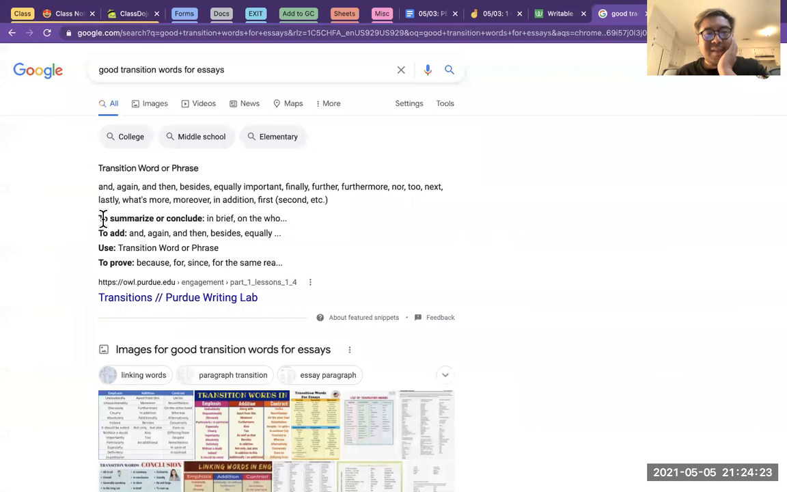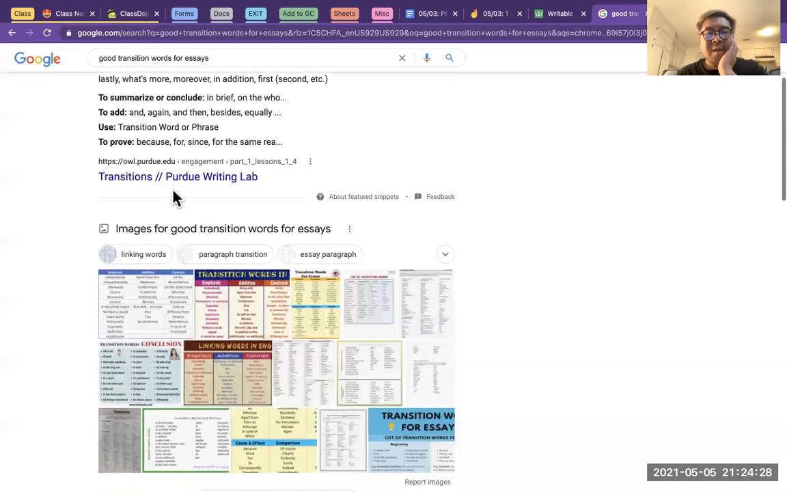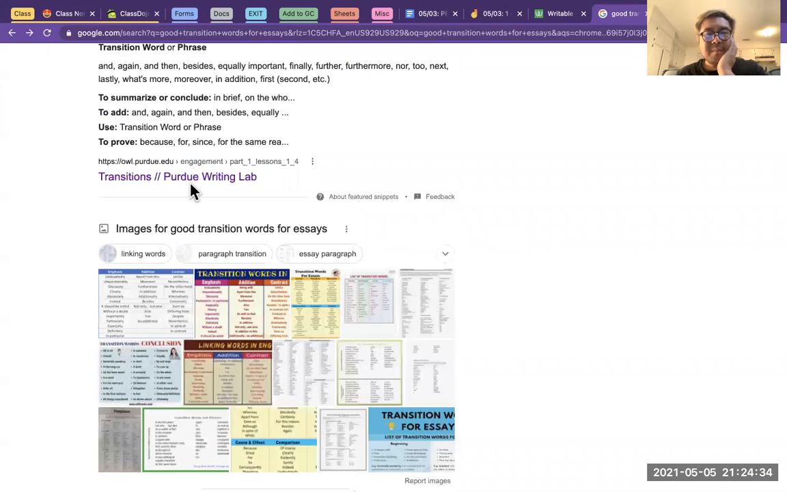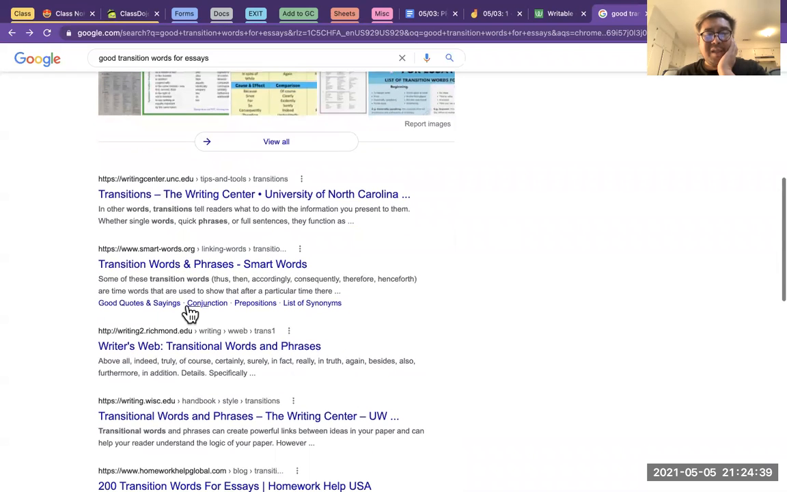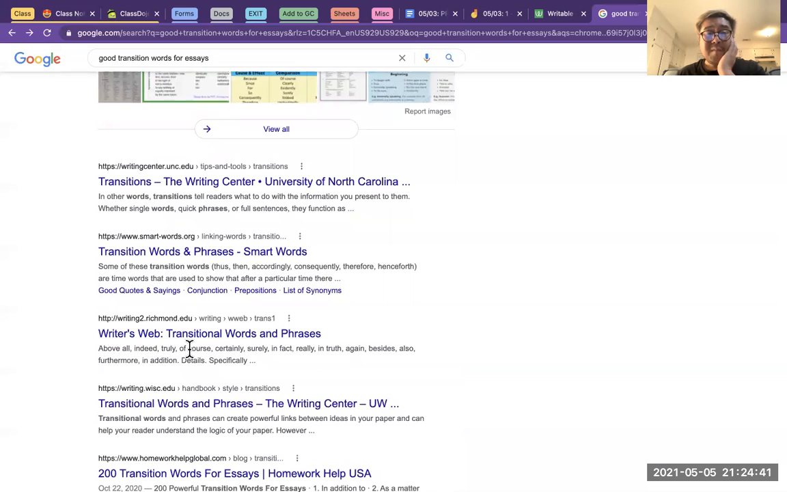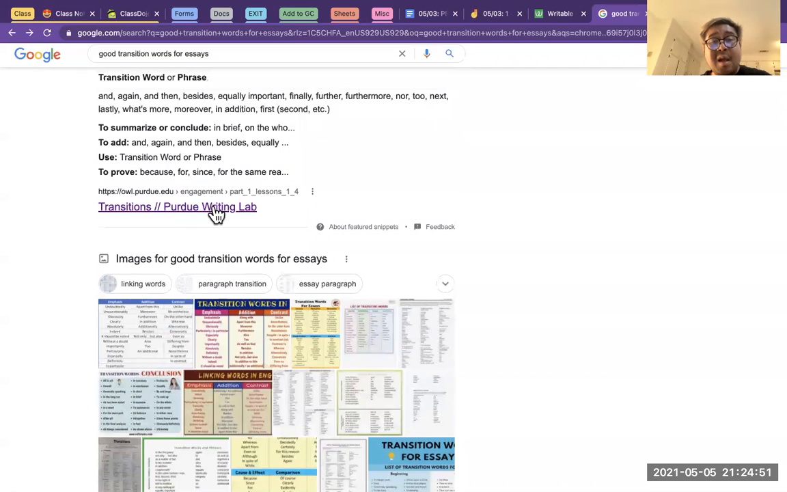Look at that. All right, make sure you're also checking the website to make sure it's a good one. Usually the ones that are .edu, .org, .edu, those are usually good places, right? EDU means this website is part of an educational institution like a university. This first one is Purdue University, which has a very well-known writing lab. So if you do come across Purdue, I would recommend that.